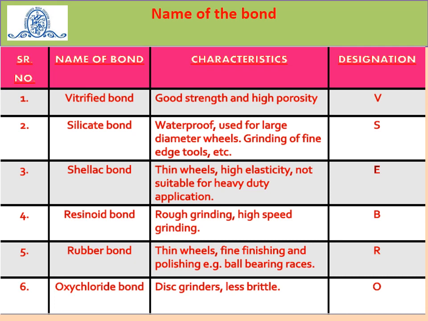Next one is the rubber bond, for thin wheels, with the character of fine finishing and polishing. For example, ball bearing races require very fine finishing as well as polishing, so in that case we can use the rubber bond, designated as R. Next one is the oxychloride bond, used for disc grinders and less brittle, denoted by the capital letter O.